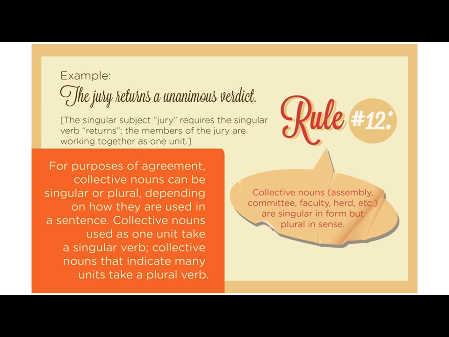Next rule. Collective nouns. Example, assembly, committee, faculty, herd, etc. are singular in form but plural in sense. For purposes of agreement, collective nouns can be singular or plural, depending on how they are used in a sentence. Collective nouns used as one unit take a singular verb. Collective nouns that indicate many units take a plural verb. The singular subject jury requires a singular verb: the jury returns. The members of the jury are working together as one unit.